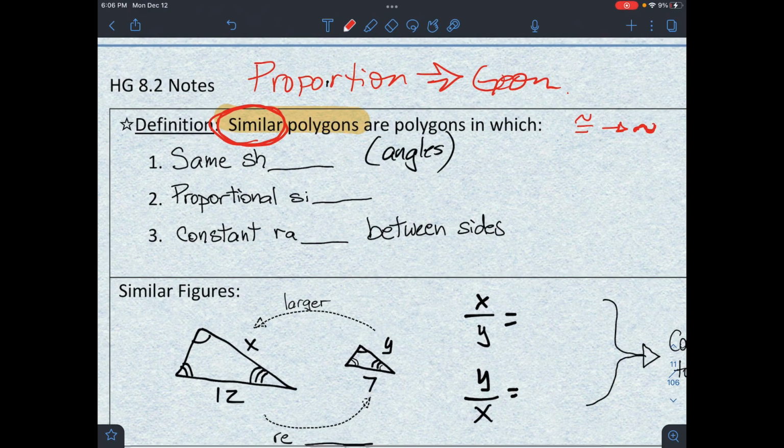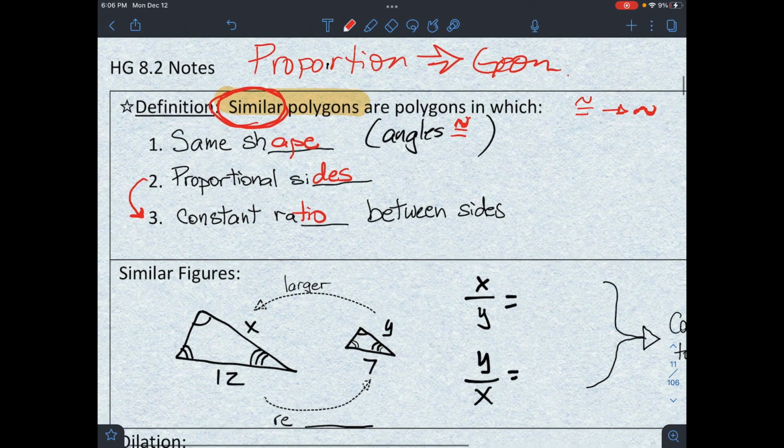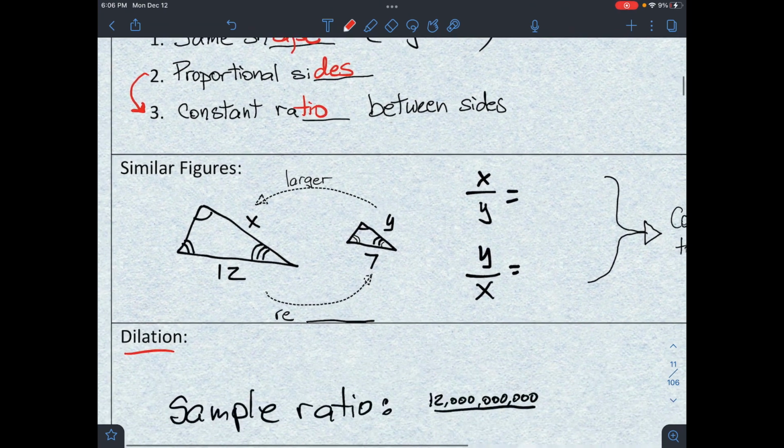Number one, how do we define a similar polygon? Well, you have to have a similar shape, which means that the angles need to be congruent. But the sides don't have to be. They just have to be what we say proportional. Now, for sides to be proportional, that means that there is a constant ratio between them. And working with that ratio, finding what it is, will be kind of the trick, so to speak.